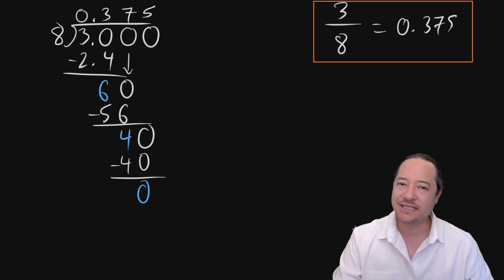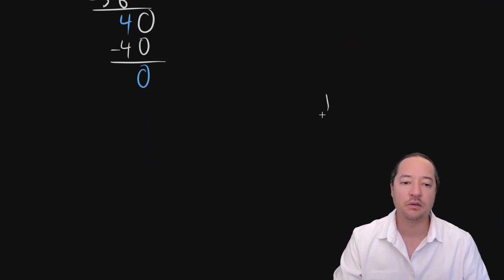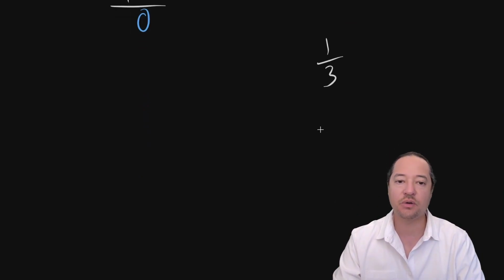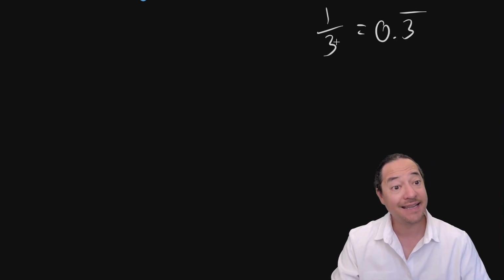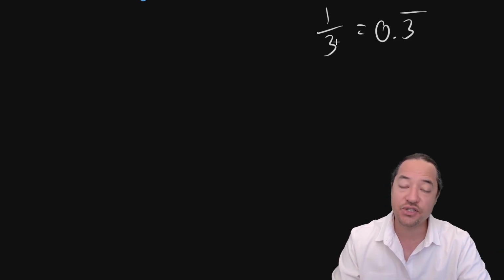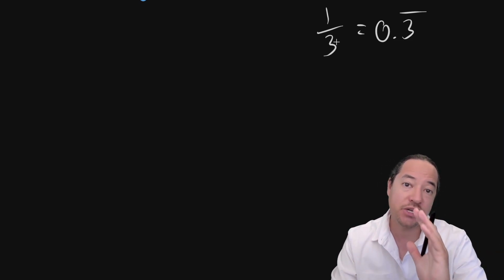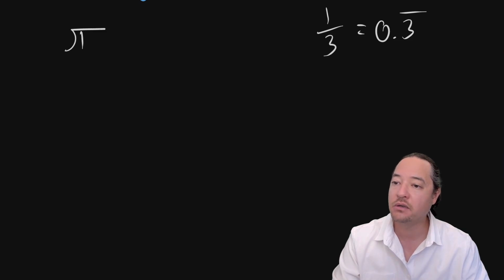Let's try a decimal that doesn't terminate. How about 1/3? 1/3 we know should be equal to 0.3 repeating. A non-terminating decimal is infinitely long with some repeating chunk in there. How do we demonstrate this using long division? Well, we're going to have 1 divided by 3.